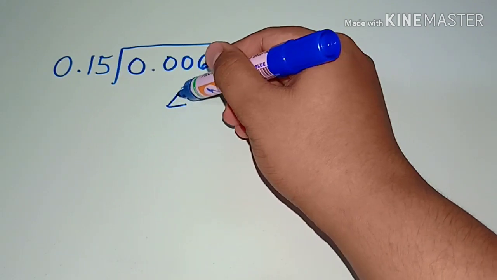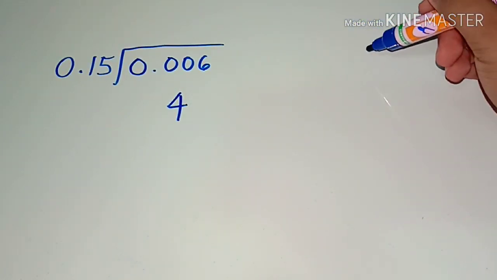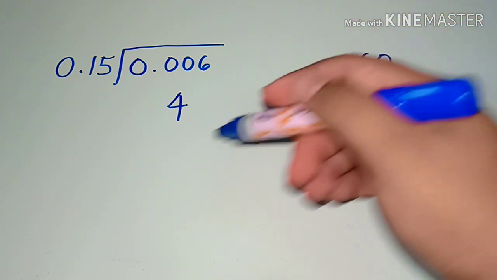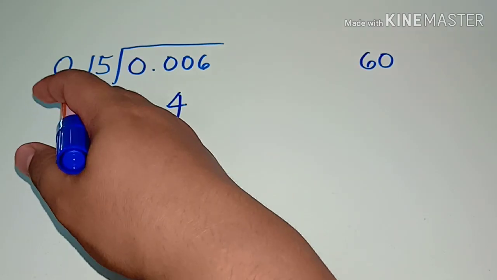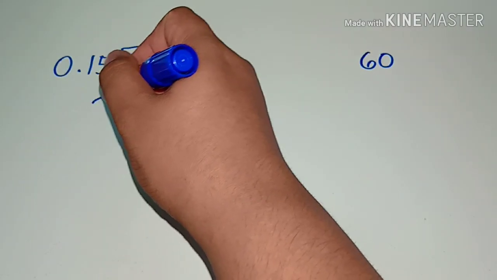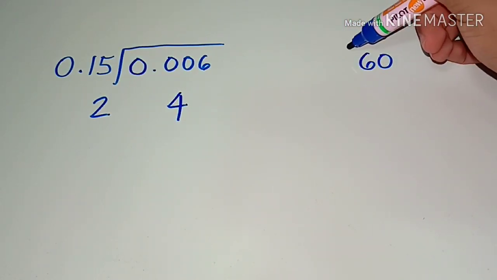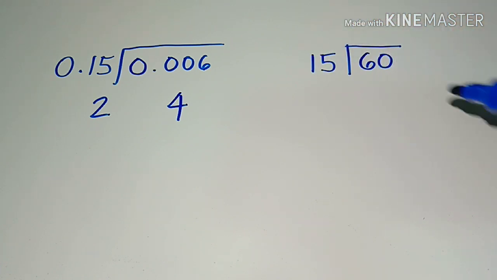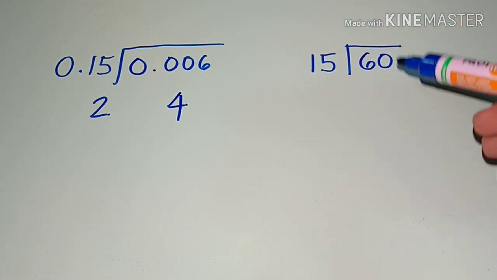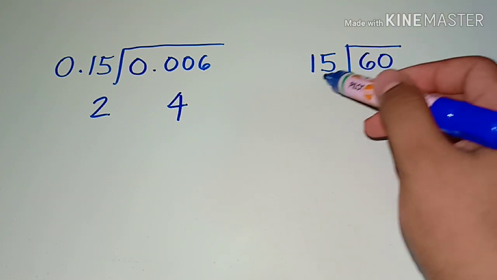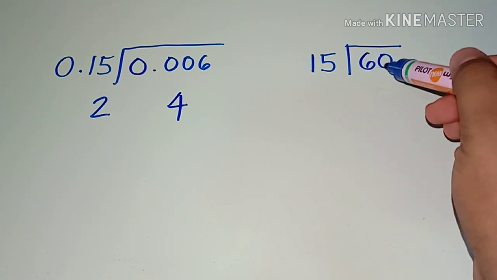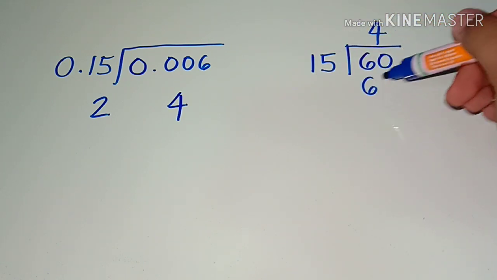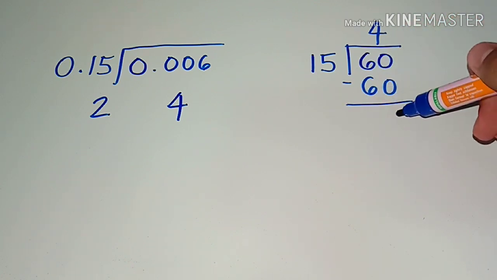So you take note that you move 4 times, and then you write on the side that your 0.006 will now become 60. And then for 0.15, we only move 2 places to the right, so take note of 2. And 0.15 will become 15, so that means 60 divided by 15. And from here, we can already divide 60 by 15. Of course, we cannot divide 6 by 15, so take note of the 2 digits there. 60 divided by 15, that's 4. And 4 times 15 is 60. And 60 minus 60 is 0.